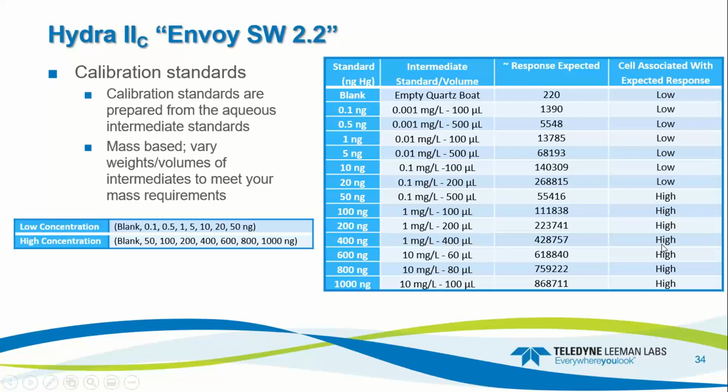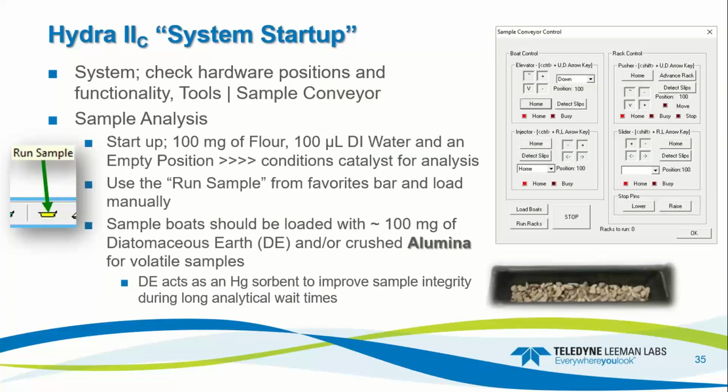And here are the cells that are going to be associated with these standards. Here's a calibration from a blank to 1,000 with my low standard at 0.1 nanogram. And again, they're mass-based, so it's very simple. You just vary the weights, and then you can have your different masses of mercury within that system.